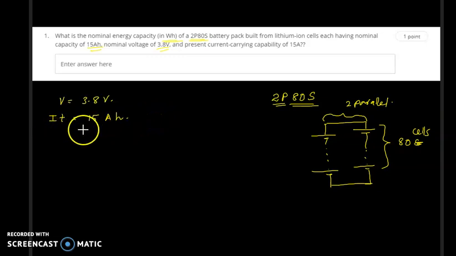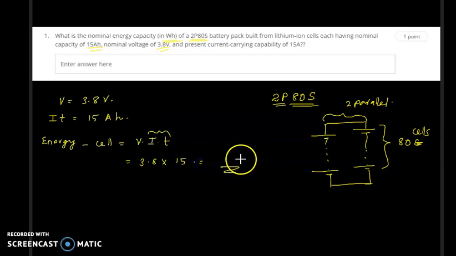Now the energy of each cell. So what is the energy of one cell? The energy of one cell is voltage into current into T. So voltage is 3.8, that I into T is 15. So this is the value of the energy held by a single cell.